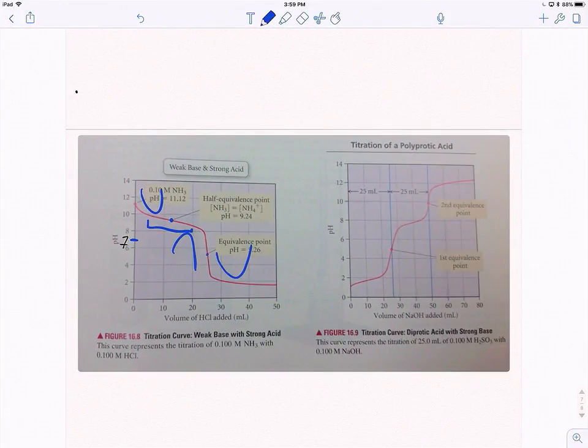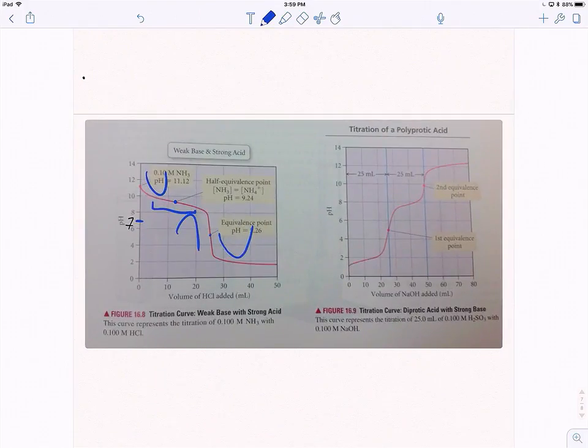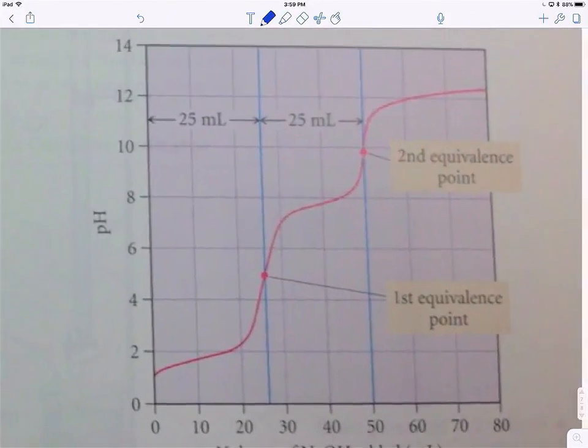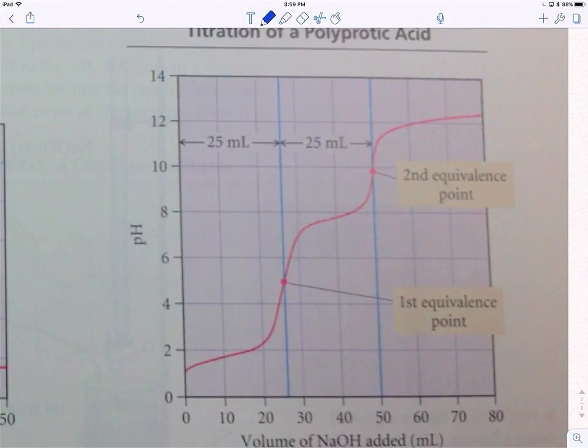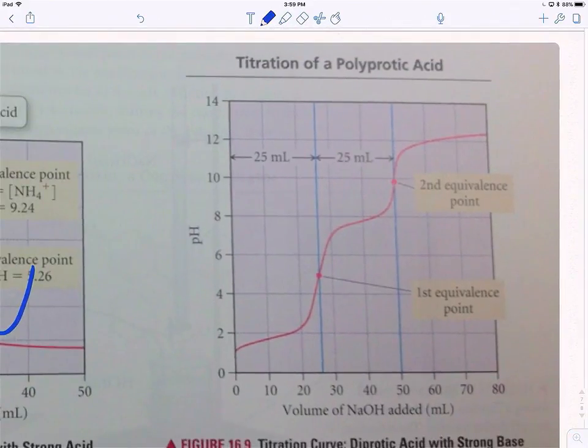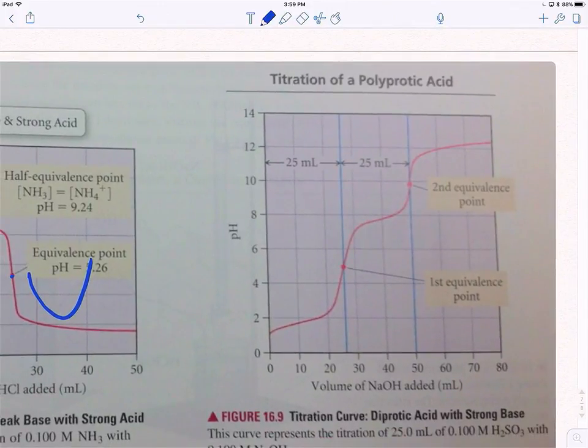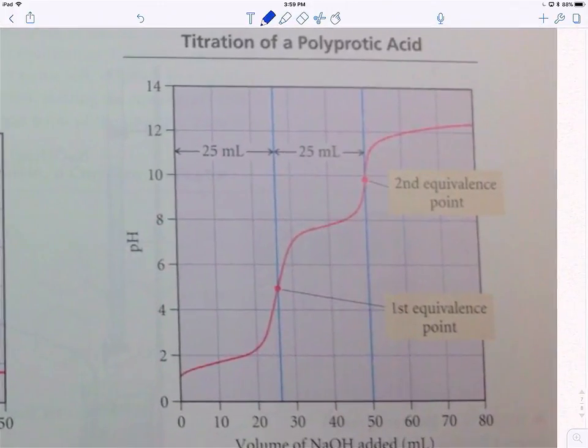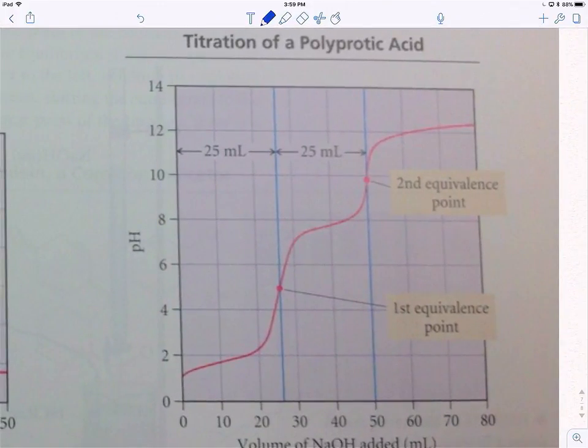And then what about polyprotics? So many protons. Many protons here we have. So this one is actually H2SO3.